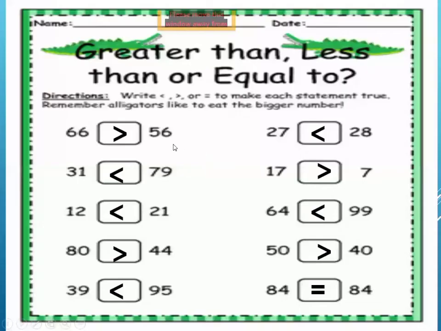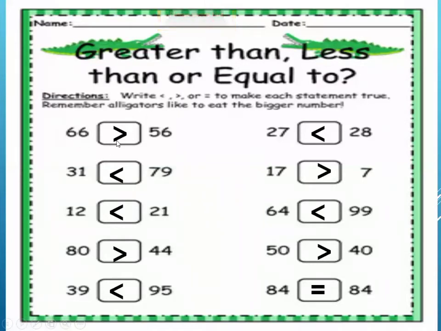Now we will do this exercise with the help of a crocodile, with the help of an alligator. So the alligator always wants to eat the bigger number. It always opens its mouth towards the bigger number. First we see what the numbers are. Here the numbers are 66 and 56. So which number is bigger, 66 or 56? Here 66 is the bigger number.